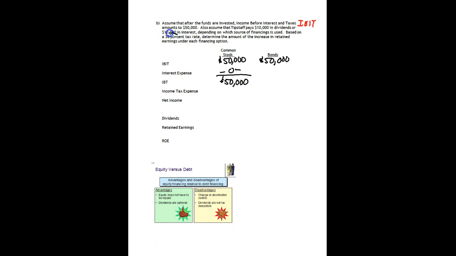We're going to assume a 30% tax rate. So 30% of $50,000, my income tax expense would be $15,000, and my net income then would be $35,000.